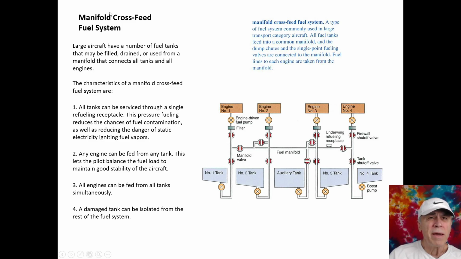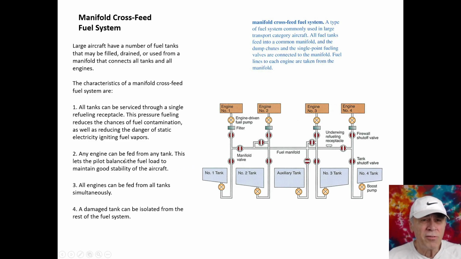We talked briefly about the manifold cross feed fuel system. It was basically the one manifold which allows any fuel tank to service any engine. Another characteristic is that all the tanks can be serviced through a single refueling spot. And you can see down here there's an underwing refueling receptacle. And basically that receptacle can fill each of the tanks. And we already said any engine can be fed from any tank.